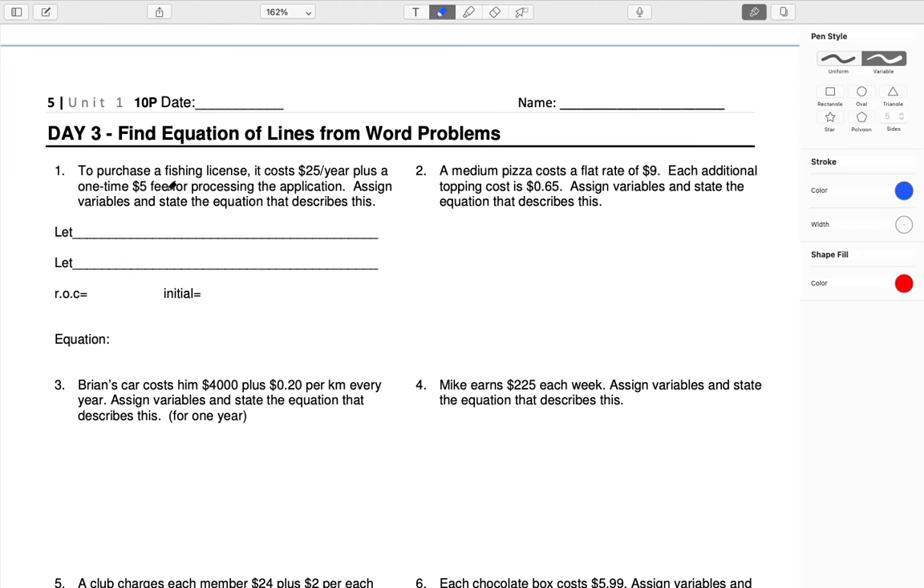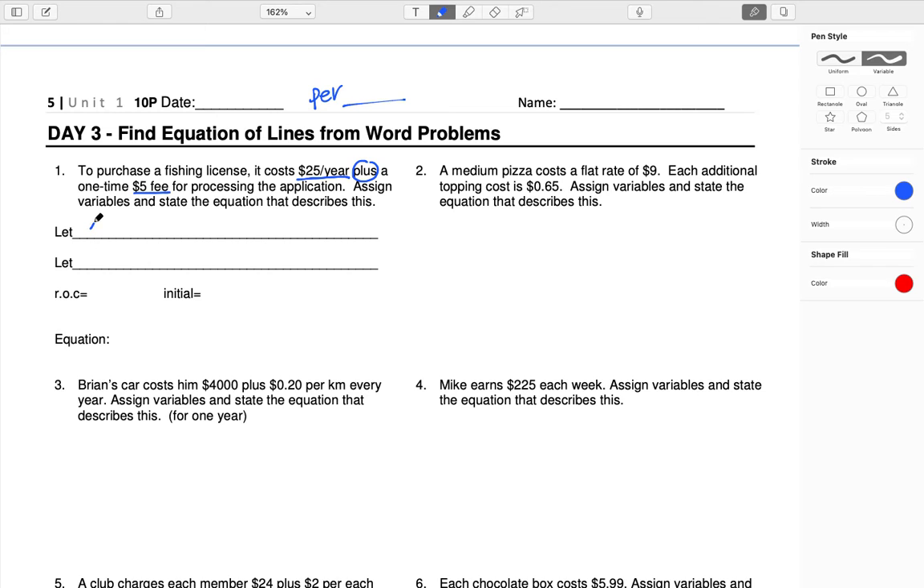It says, to purchase a fishing license, it costs $25 per year plus a one-time $5 fee for processing the application. Assign the variables and state the equation that describes this. So you always have to look at the unit and something per, something that is always a variable. In this case, it's $25 per year. That's a variable. It changes every year, right?